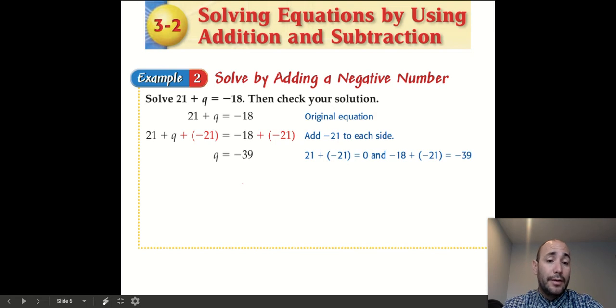Now I'm going to check it. I'm going to write down the original equation, and I said that q was equal to negative 39.